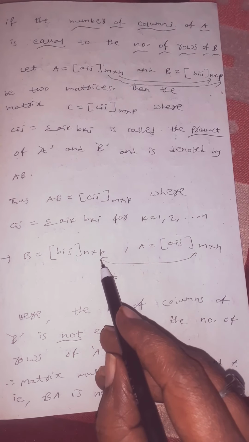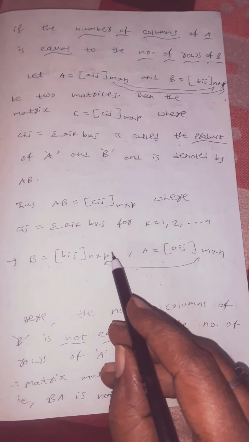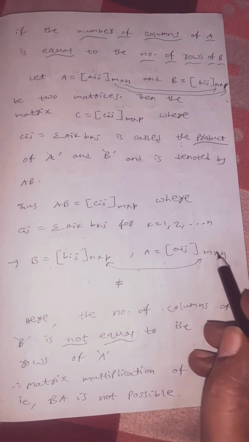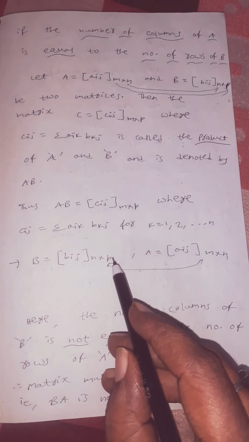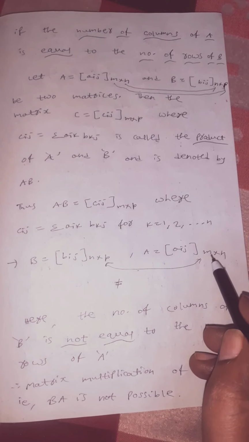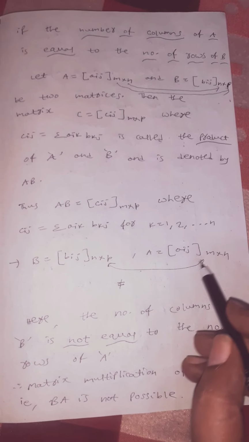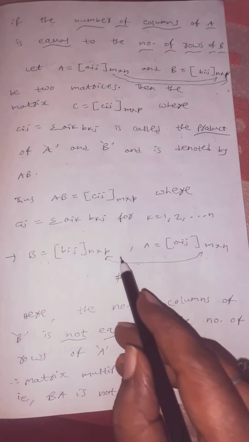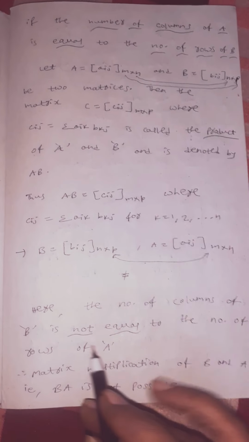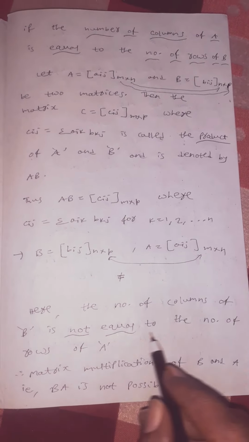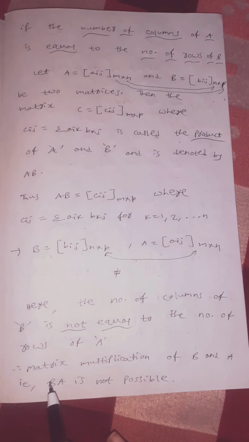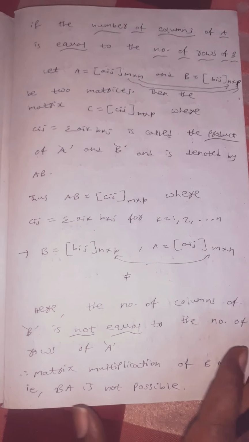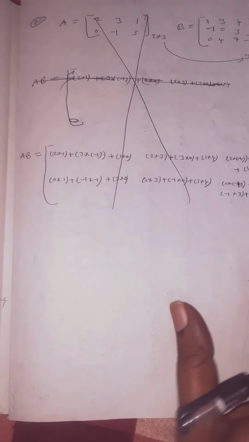by n. If you take the reverse, see here, the number of columns of B is not the same as the number of rows of A. So I have taken the reverse, so it is not possible, not equal. Here p is there, here m is there. So the condition failed. Here the number of columns of B is not equal to the number of rows of A. So the matrix multiplication BA is not possible. So the product need not be equal.